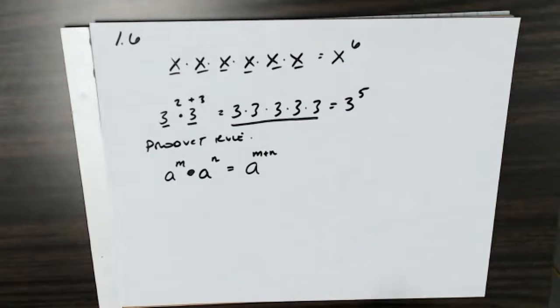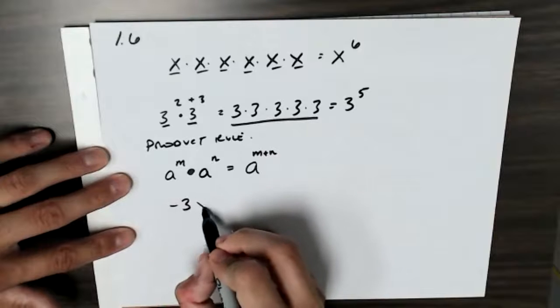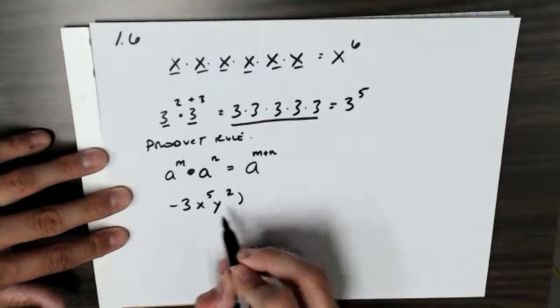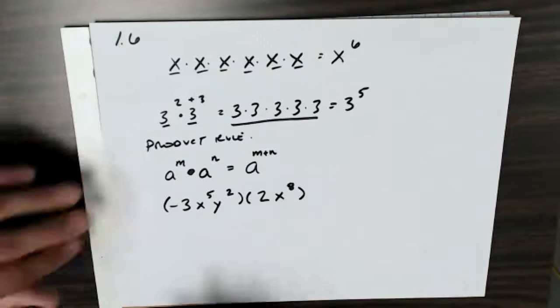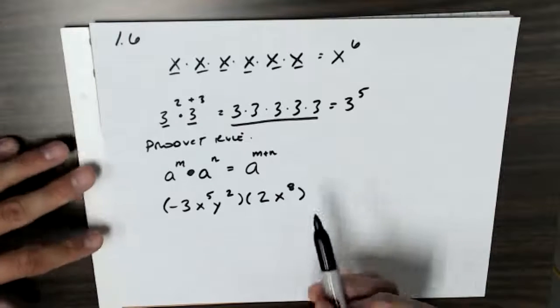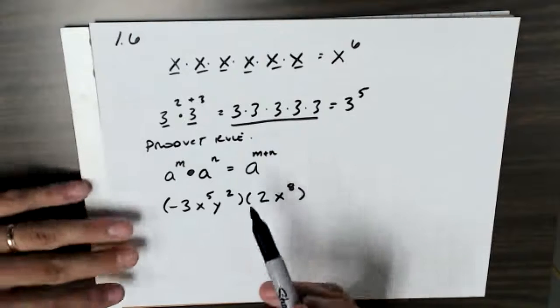Okay, so let's look at a basic example of this, and we'll throw in some numbers here. Let's say I've got negative 3 x to the 5th y squared times 2 x to the 8th. And look, this is an expression. It is not an equation. 1.6 to 1.7 is really all about simplifying. It's not about solving for an x or a y. Really what we're going to be doing is simplifying this expression with these rules.